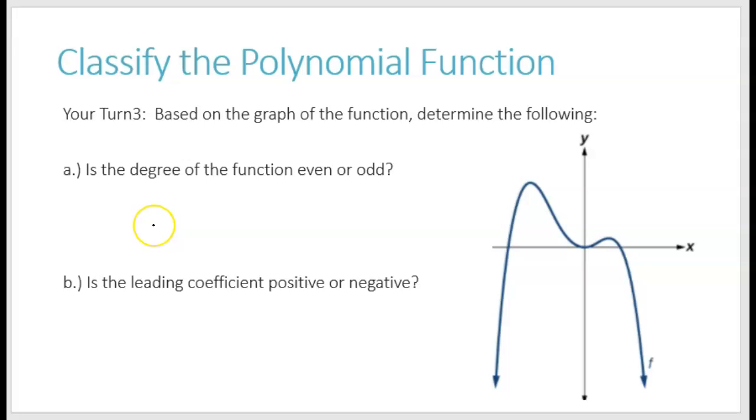Now, is this one going to be even or odd? End behaviors are going in the same direction, so it is even. And the end behavior on both sides is pointing down this time. So this is going to be a negative leading coefficient. Okay, so now that's the gist of it on graph behavior and graph characteristics.